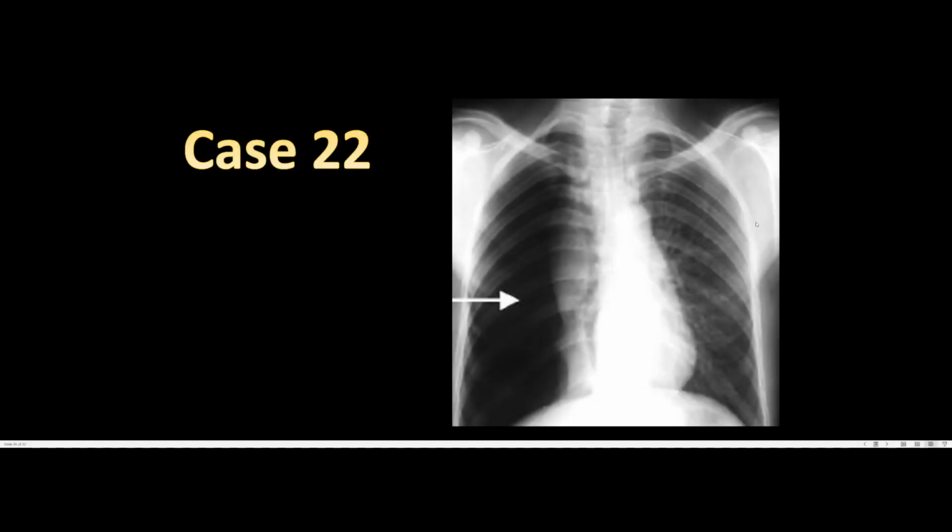All right, welcome back. So now let's continue the cases. If we look at this patient's case, this is a spot diagnosis. We're looking at a clear-cut case of a right-sided large pneumothorax. So this is a right-sided large pneumothorax.